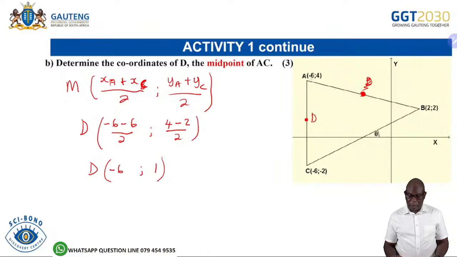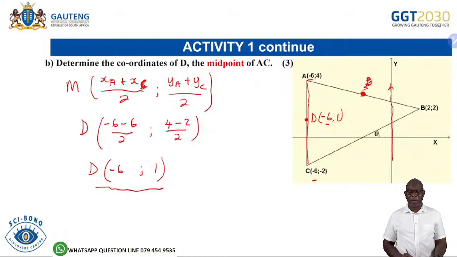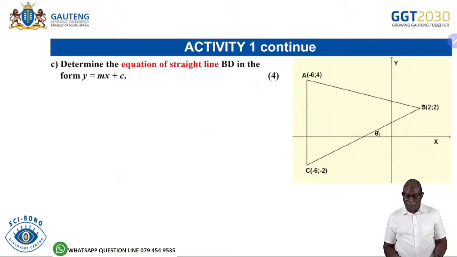Now what can I say about that line now? Can you see we have a -6 there, we've got a -6 there, we've got a -6 there, so meaning that that line will be a straight line which is parallel to the x-axis. Okay, but that question was not asked. What was asked is the coordinates of D. So it's -6 and 1. Okay, so now we know the coordinates of D. The coordinates of D is -6 and 1.